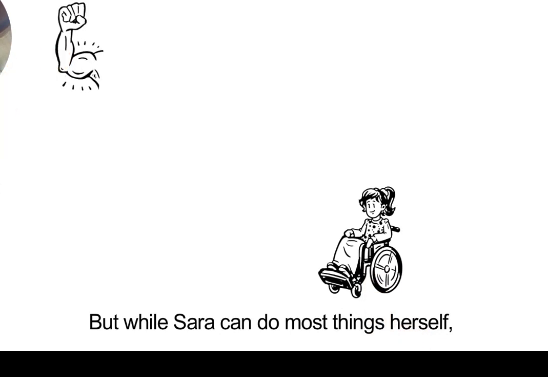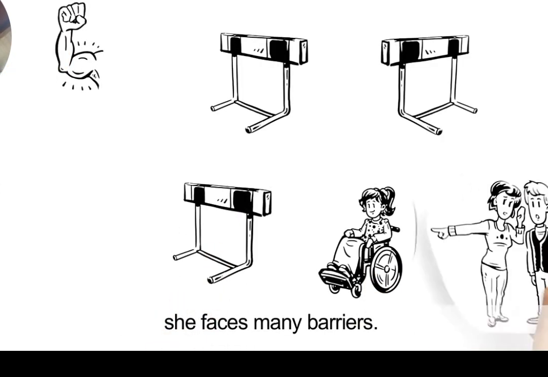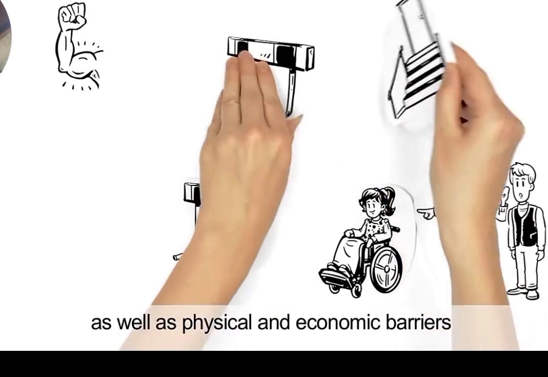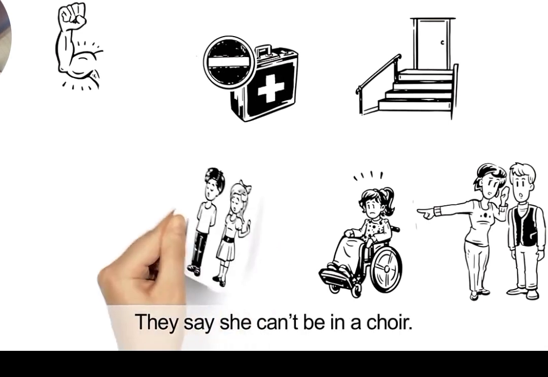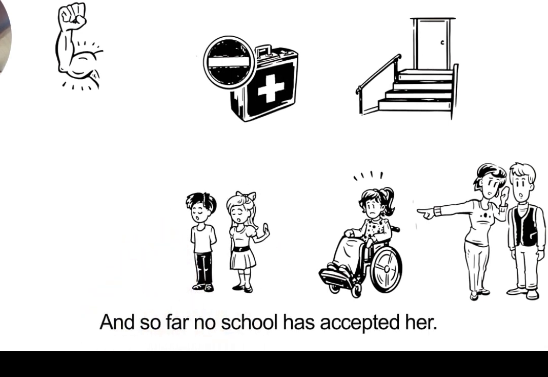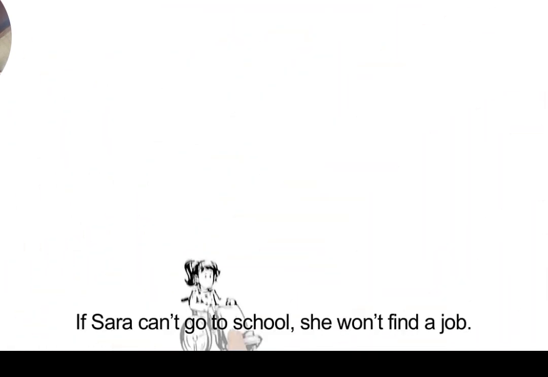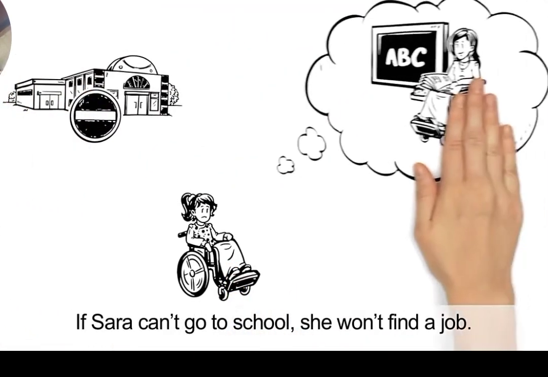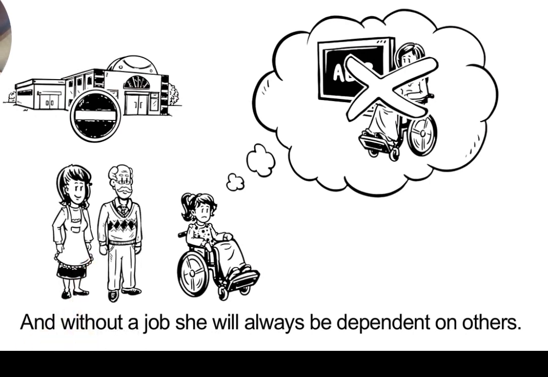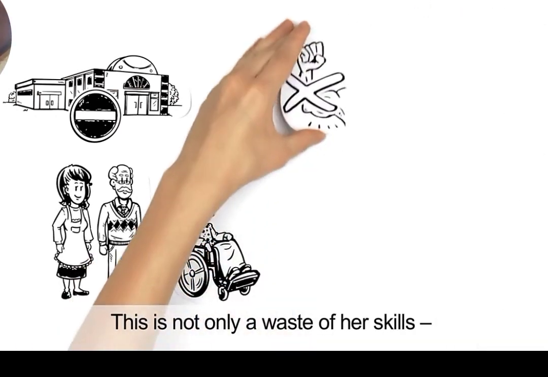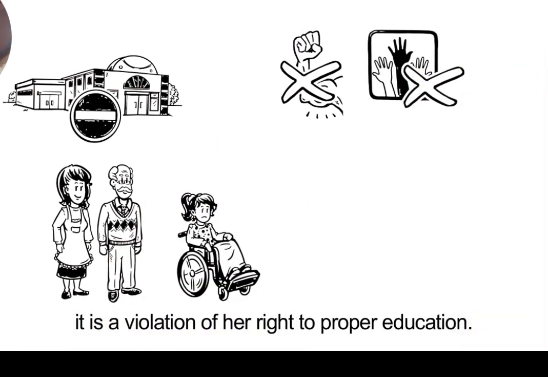But while Sarah can do most things herself, she faces many barriers. Some people's attitudes, as well as physical and economic barriers, make life difficult for Sarah. They say she can't be in a choir, and so far, no school has accepted her. If Sarah can't go to school, she won't find a job, and without a job, she will always be dependent on others. This is not only a waste of her skills, it's a violation of her right to proper education.